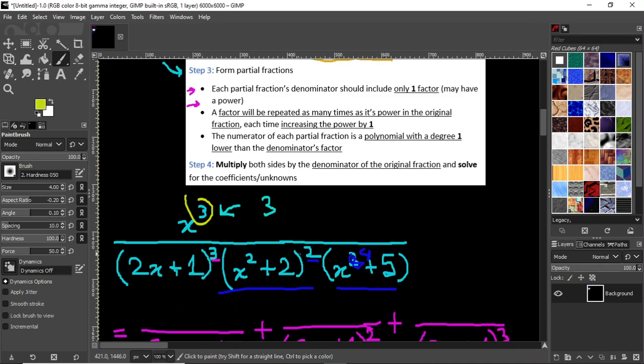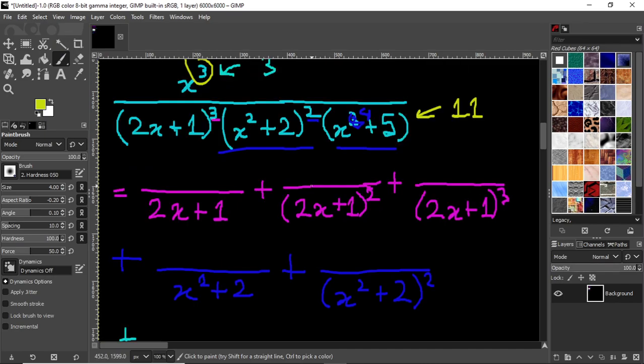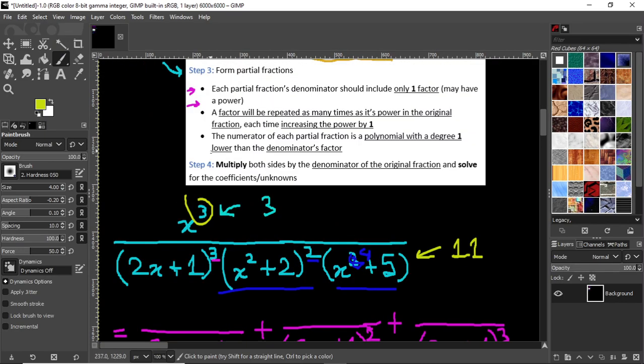You have an x to the power of 4 here, that's 3 plus 4, that's 7, and then a plus 4, so that's 11. Very clearly this is much greater. The denominator's order is much greater, so we don't need to worry about that. Anyways, back to this.